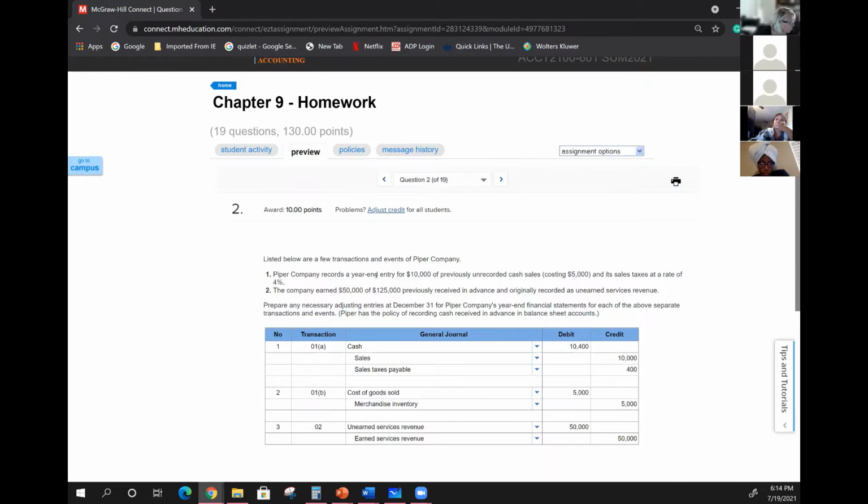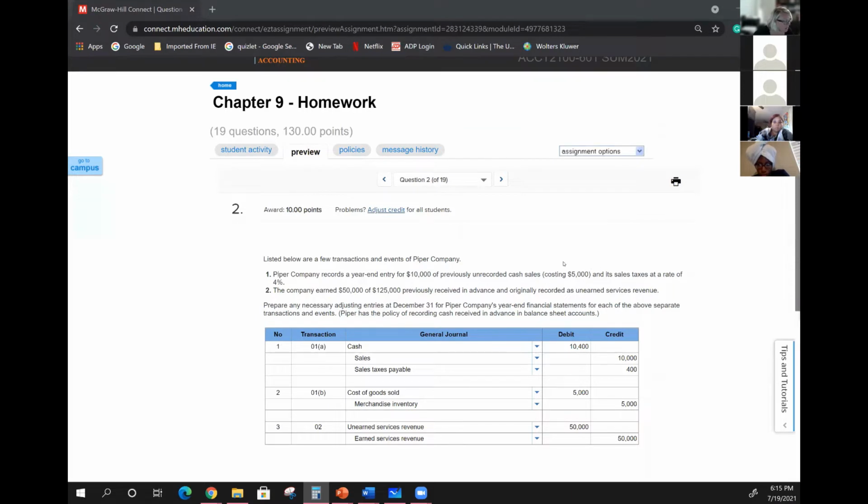So Piper Company records a year-end entry for $10,000 of a previously unrecorded cash sale, and we charge 4%. Well, I know that I have a sale of $10,000, and that's a credit. So then I want to take the $10,000 and multiply that by the 4% so that I can put the sales tax payable in there and I can collect that. So now I have sales and sales tax payable for $400, and I'm collecting cash of $10,400.